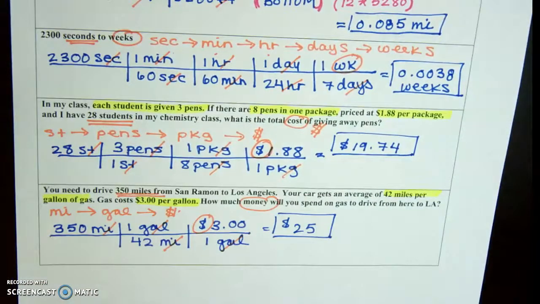I'd like you to pause the video and try the next one. Hope that's alright. Here's the finished one. You can see we had 2 conversion factors. I went from miles to gallons, gallons to cost, and I got $25. I made sure all of my units canceled, one on top and one on the bottom.